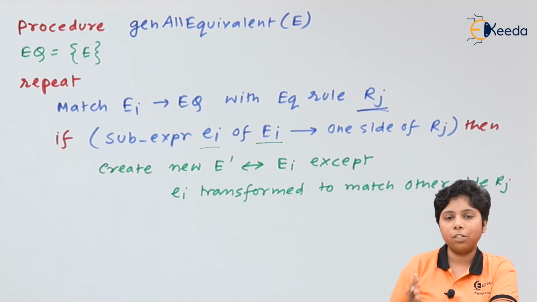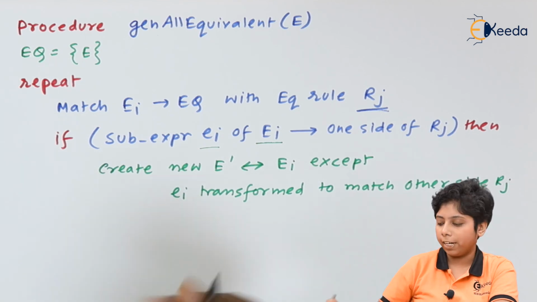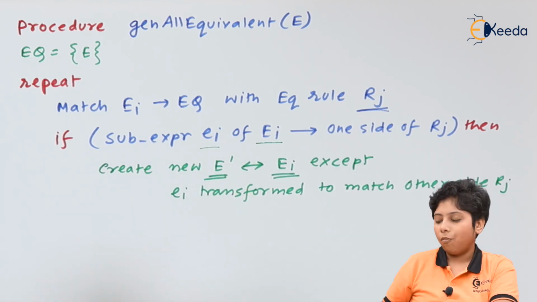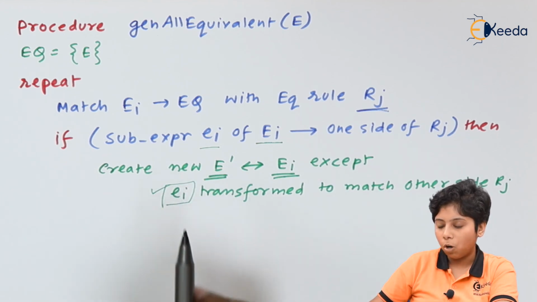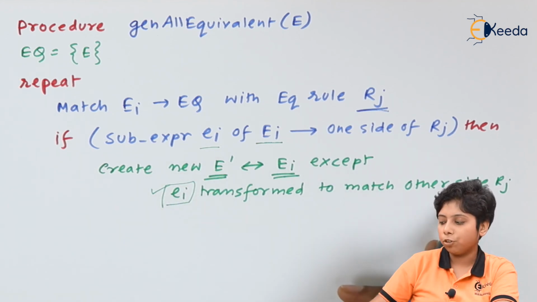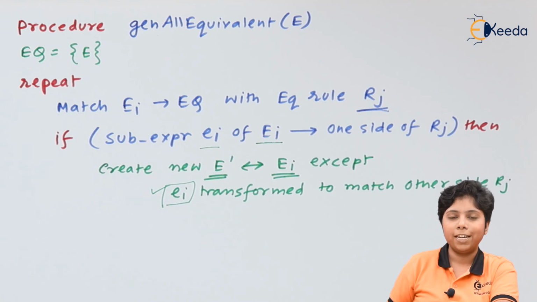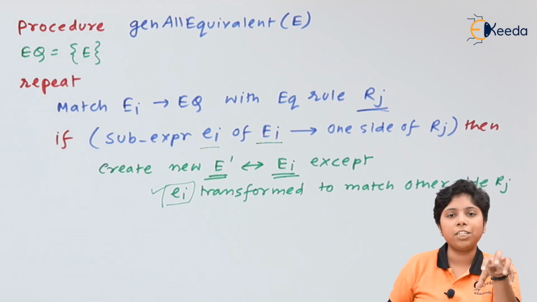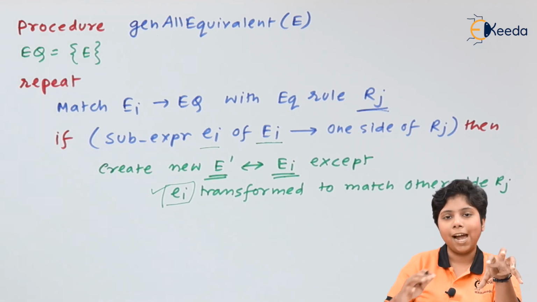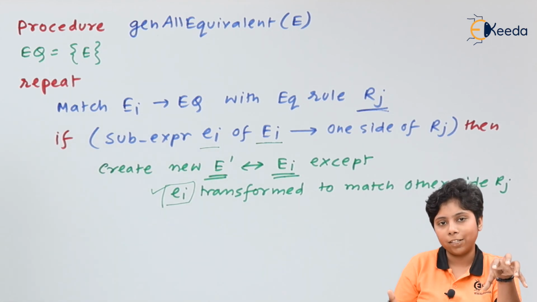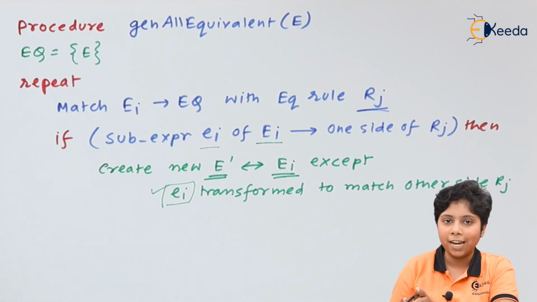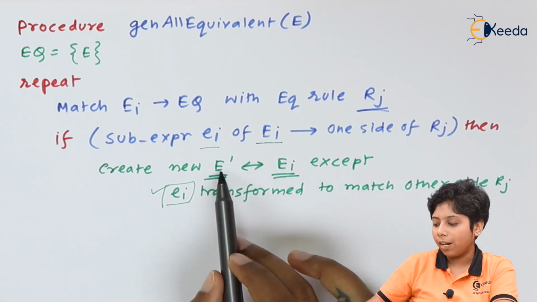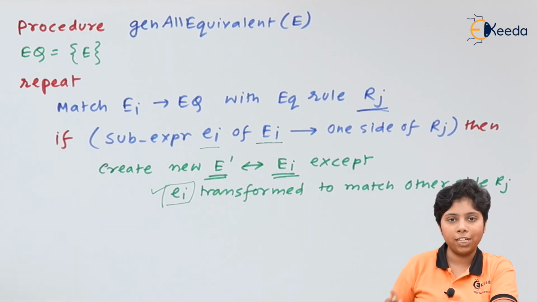Now, if it is matching one side, then we need to create an expression E dash, which is equivalent to Ei except the sub-expression small ei that is being transformed to match the other side of Rj. That means if small ei matches one side of Rj and has been transformed to the other side of Rj, then other than that particular sub-expression, we can have the equivalent expression E dash of the Ei, and that we are creating.